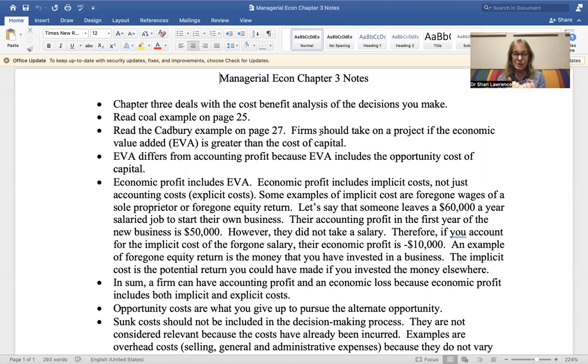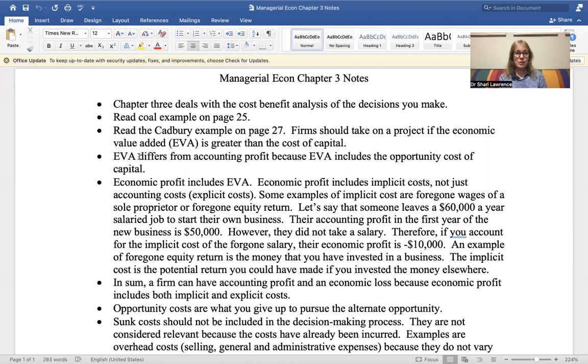You're not going to take on a project unless you can make a profit. In other words, unless this economic value added is greater than the cost of capital. And so what this chapter is saying is that you can't just look at accounting profit when you're thinking about economic value added. You've got to also take into account the implicit costs, which is what we call economic profit. Economic profit includes the explicit costs that are taken into account with accounting profit, but economic profit also includes the implicit costs. Okay, so hopefully I didn't confuse you too much with my explanation. So let's go over it real quick in the notes here.